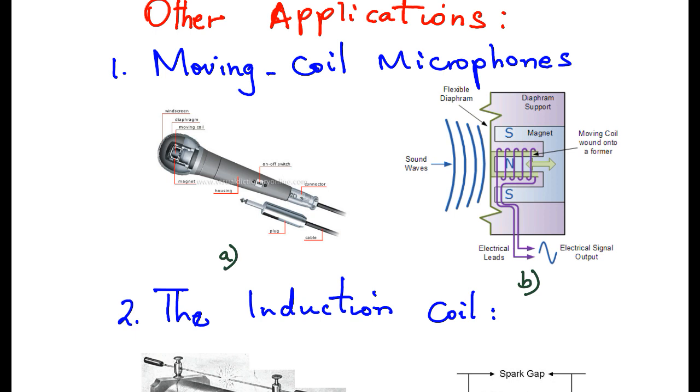So when sound waves come in from a source, the diaphragm vibrates. The coil then moves to and fro. As a result, the magnetic field is cut by the waves.